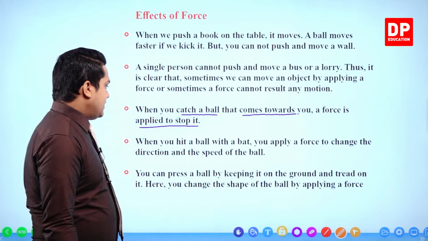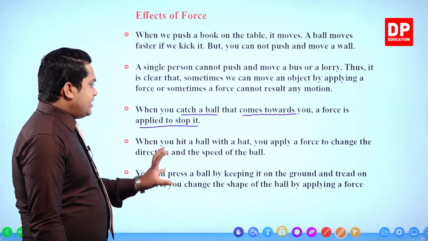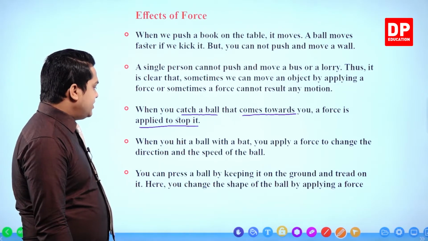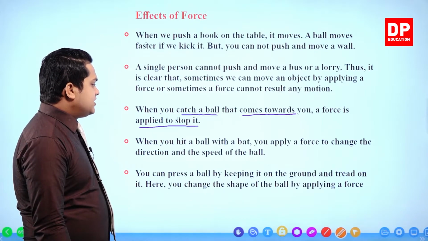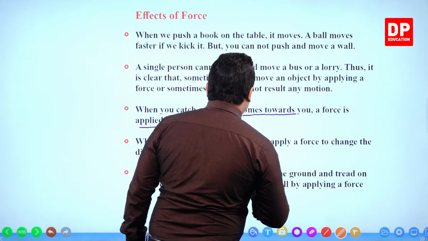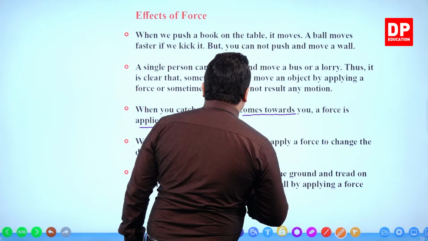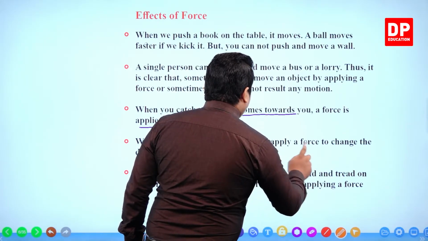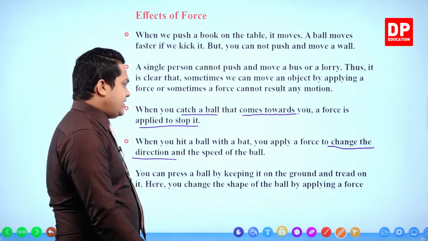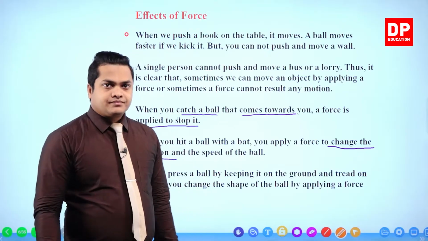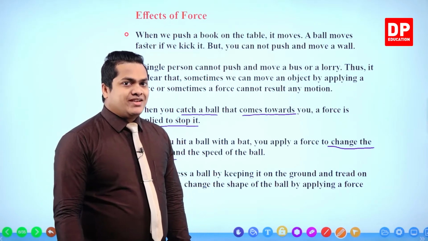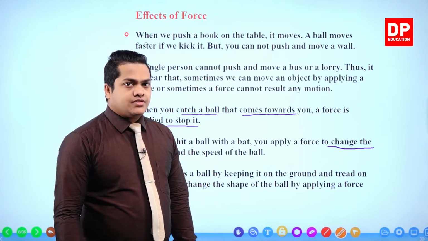Then, when you hit a ball with a bat, you apply a force to change the direction and the speed of the ball. We discussed the speed thing, right? So when you hit a ball with a bat, you apply a force to change the direction. This is important, my dear children. By applying a force, we can change the direction of motion of an object.